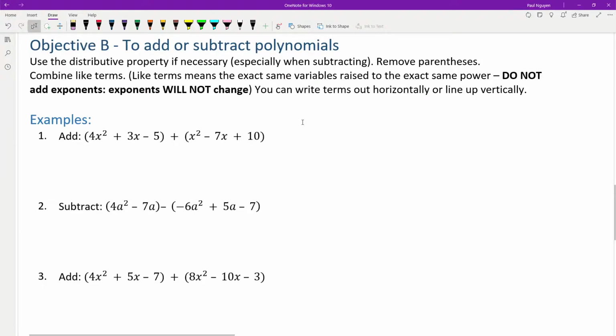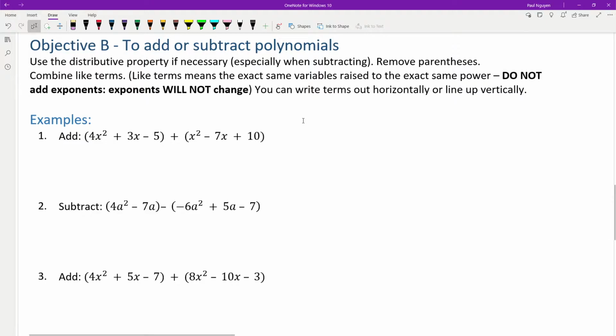Objective B, to add or subtract polynomials. If you're adding or subtracting polynomials, you want to use the distributive property if necessary, particularly when you're subtracting, to get rid of any parentheses. Then you combine like terms, that is, terms with the exact same variables raised to the exact same power.